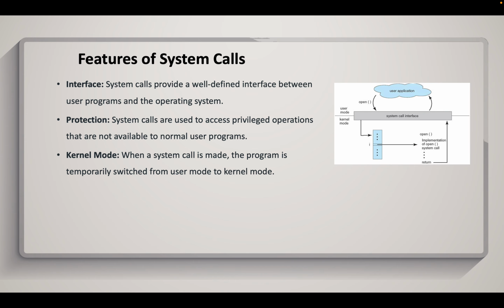What are the features of system calls? Interface: a system call acts as an interface between the user and the kernel. Protection: system calls are used to access privileged operations.